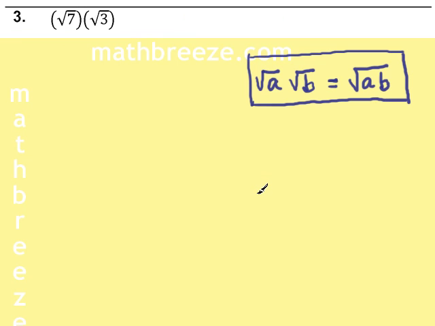We have a simple rule for multiplying square roots. When we multiply two square roots, we multiply underneath the square root symbol. Alright, so let's apply this over here. So the square root of 7 times the square root of 3 is equal to the square root of 7 times 3. So we multiply underneath, which is the square root of 21.